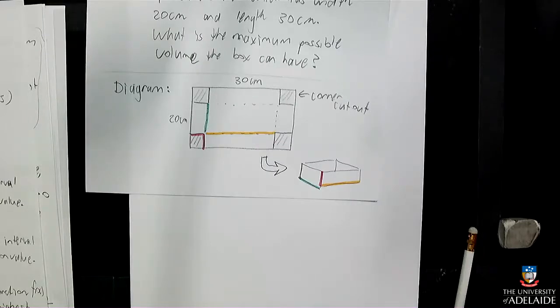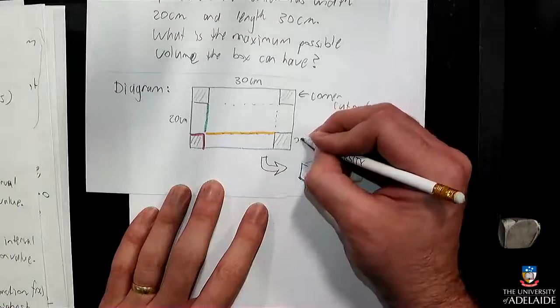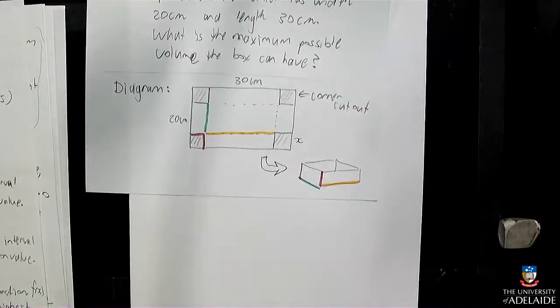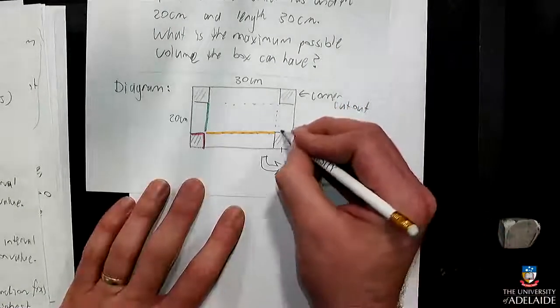Okay, so I know that the volume will be different if I pick out different size squares. And so it would be a good idea for me to give a letter to the unknown size of the square that I cut out. And so I'm going to call this x here, that distance there. And all of these distances are the same.